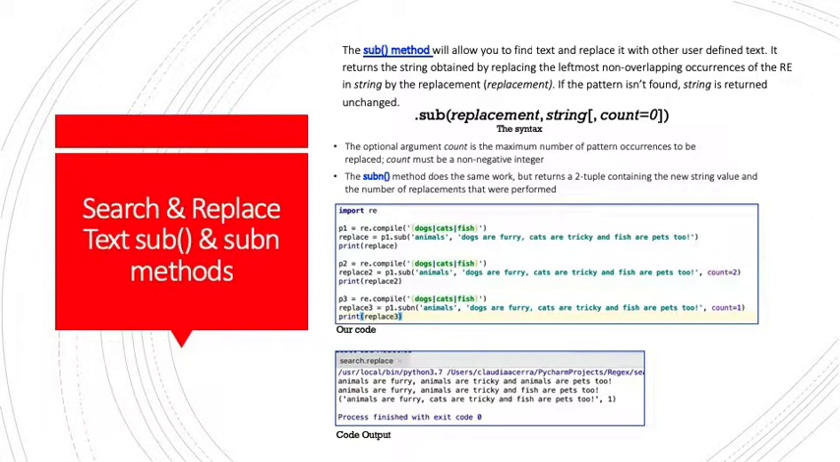So now, what would we expect? Instead of all three being substituted or replaced by the word animals, only the first two will. So let's look. Animals are furry, animals are tricky, and fish are pets too. So it did exactly what we would expect.